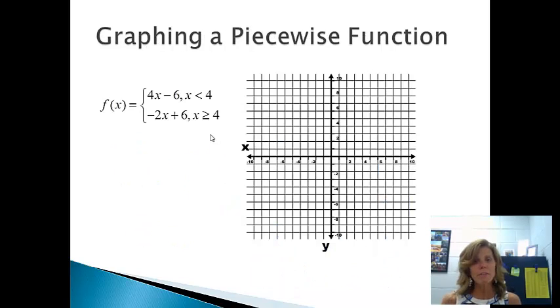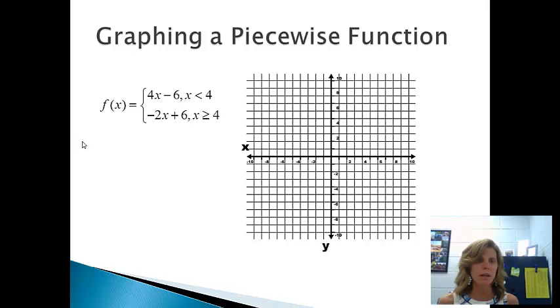Okay, now graphing a piecewise function, we just need to pay attention to the parts. So notice we are going to graph the function 4x minus 6 when x is less than 4, and we'll graph the function -2x plus 6 when x is greater than or equal to 4. So basically what I like to do is just do two separate graphs, and then we'll connect them into one graph when we're done. One thing that is nice to notice is that I can tell that both of these are lines when I'm doing my graphs.